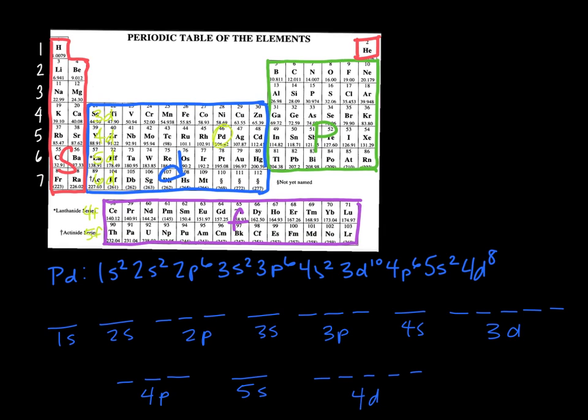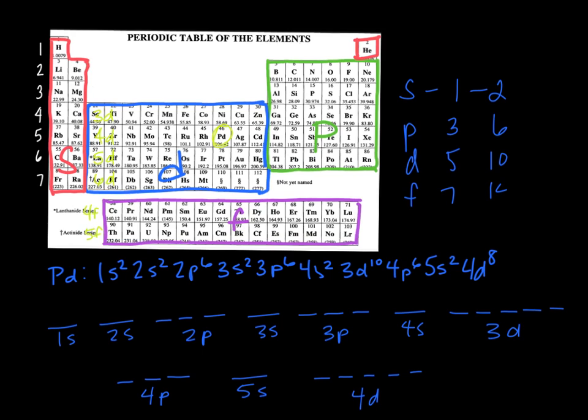All right, so just in case you don't remember why we have so many lines for each one, the s has one orbital. It can hold 2 electrons. The p has 3 orbitals, so they can hold 6. The d has 5 orbitals, can hold 10, and the f has 7 orbitals, it can hold 14. And so that's why the p down here has 3 orbitals, and the d has 5.